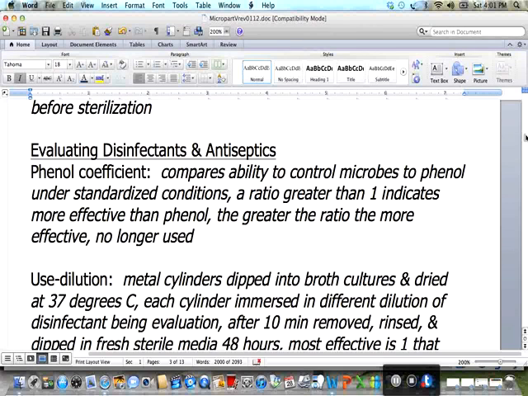There are tests that may be done to evaluate the effectiveness of disinfectants and antiseptics. The phenol coefficient compares the ability to control microbes to phenol under standardized conditions. A ratio greater than 1 indicates the agent is more effective than phenol, while less than 1 is less effective than phenol. The greater the ratio, the more effective. This comparison is no longer used.